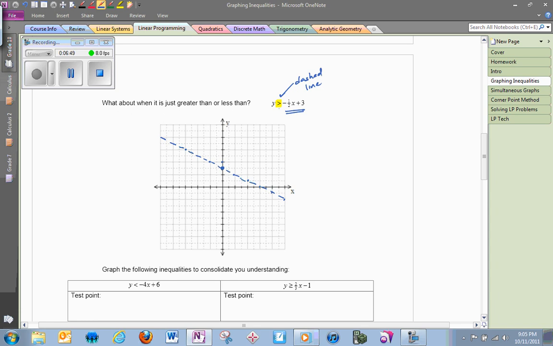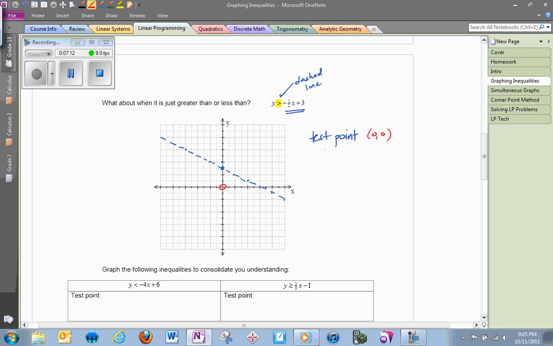So now I want to find a test point. So I want to pick a test point. Well, if you look at this, you should look and say, okay, what's the best test point to pick? Well, hopefully you said this one right here, 0, 0. 0, 0, when it's not included in the line, is the best test point to pick.